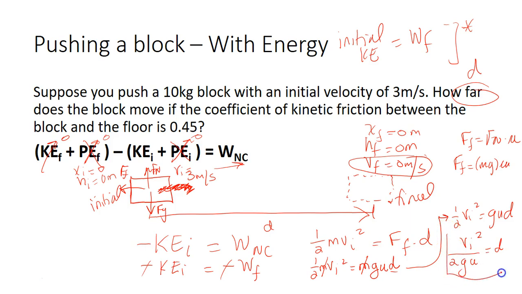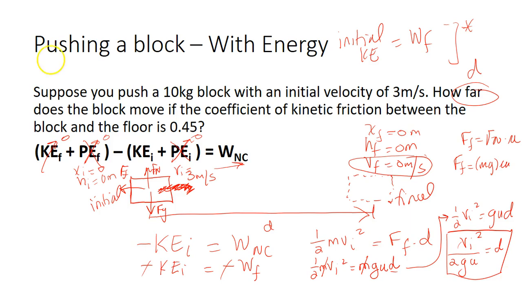And there you have it. That is what we need. So essentially, the distance depends on the coefficient of friction, the force of gravity, and how fast it initially started. So hopefully that makes some sense.